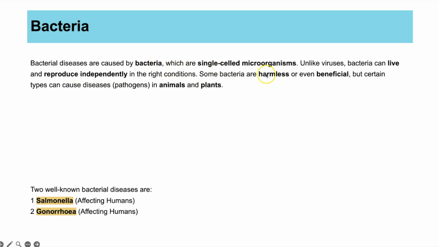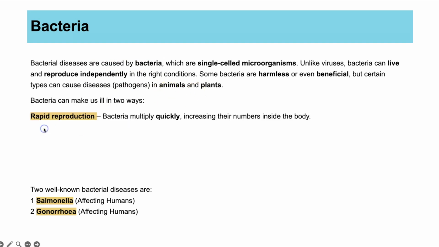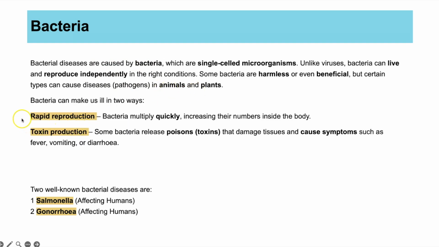Next, if we go on to bacteria, bacterial diseases are caused by bacteria, that pathogen, which are single-celled microorganisms. And unlike viruses, bacteria can live and reproduce independently in the right conditions. So that means they don't have to be inside of the host to reproduce, and for that reason, bacteria can actually survive on surfaces. Some bacteria are harmless and some are actually beneficial to humans and other organisms, but if it does cause harm, it's known as a pathogen, and you do get pathogens that are bacteria that infect both animals and plants.